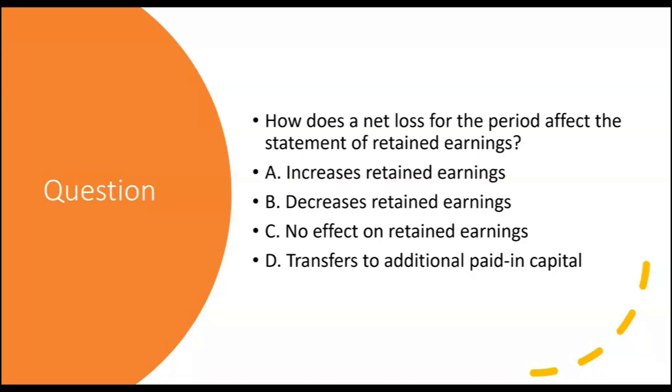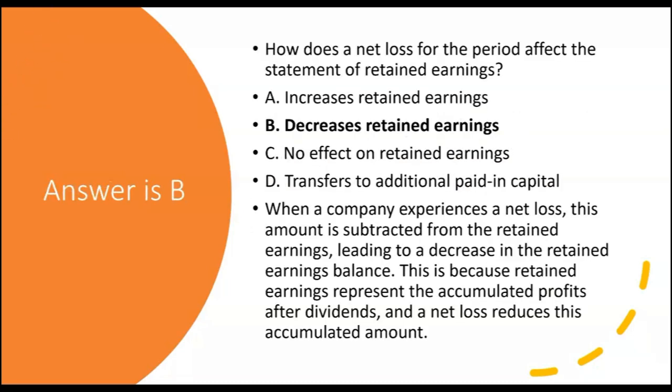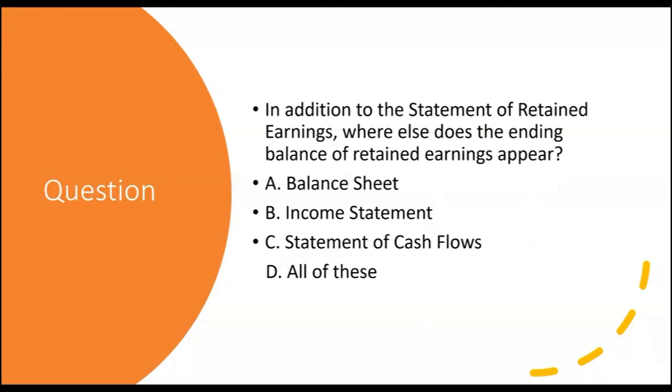It wouldn't increase retained earnings. It would decrease retained earnings. C would be wrong. It wouldn't be a transfer to additional paid-in capital. Letter B is correct. When a company experiences a net loss, this amount is subtracted from the retained earnings, leading to a decrease in the retained earnings balance. This is because retained earnings represent the accumulated profits after dividends, and the net loss reduces this accumulated amount. All right, in addition to the statement of retained earnings, where else does the ending balance of retained earnings appear?